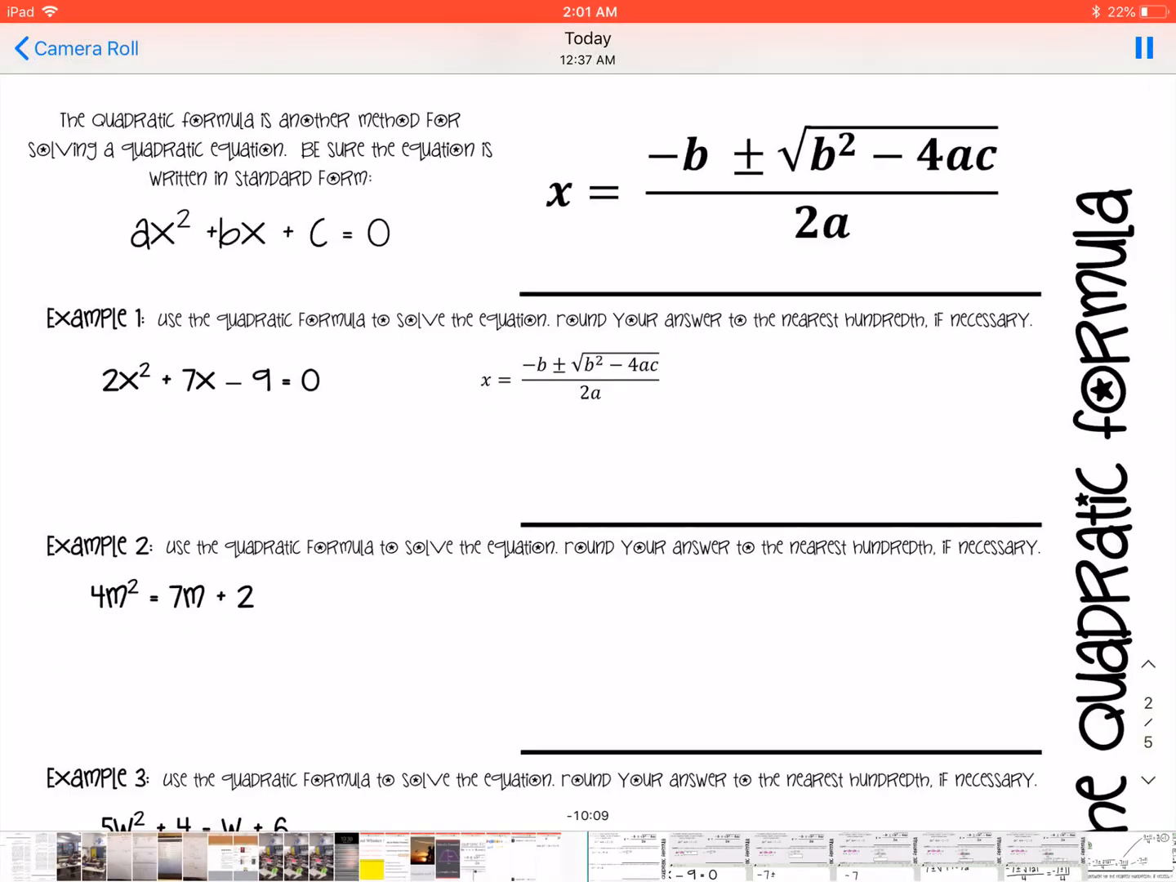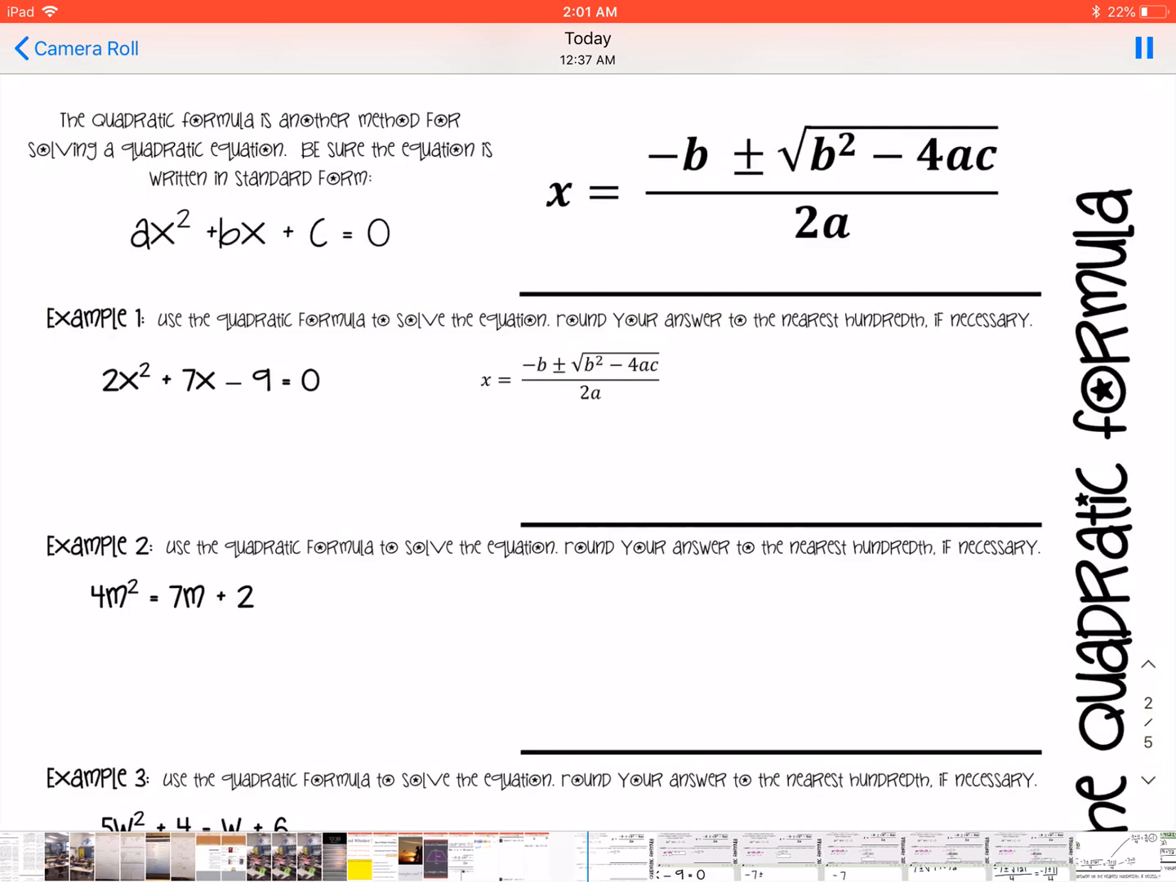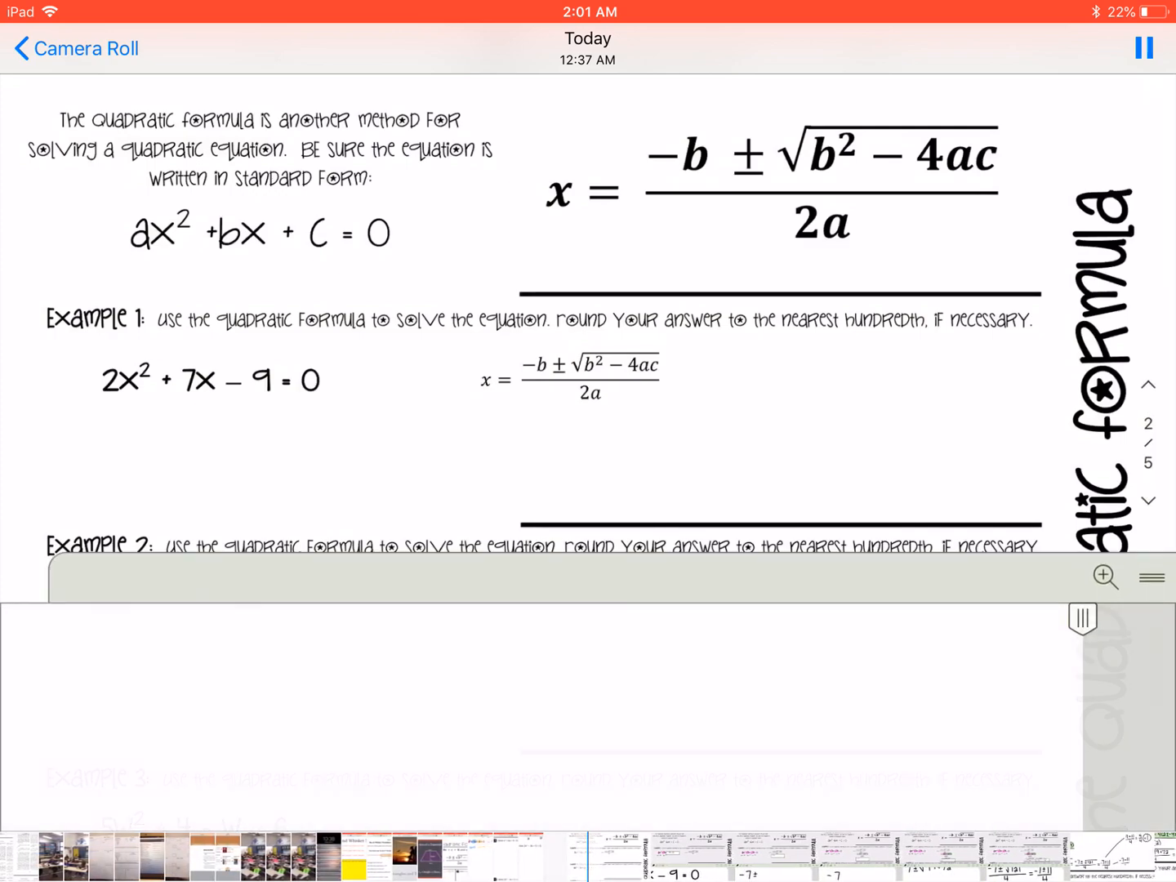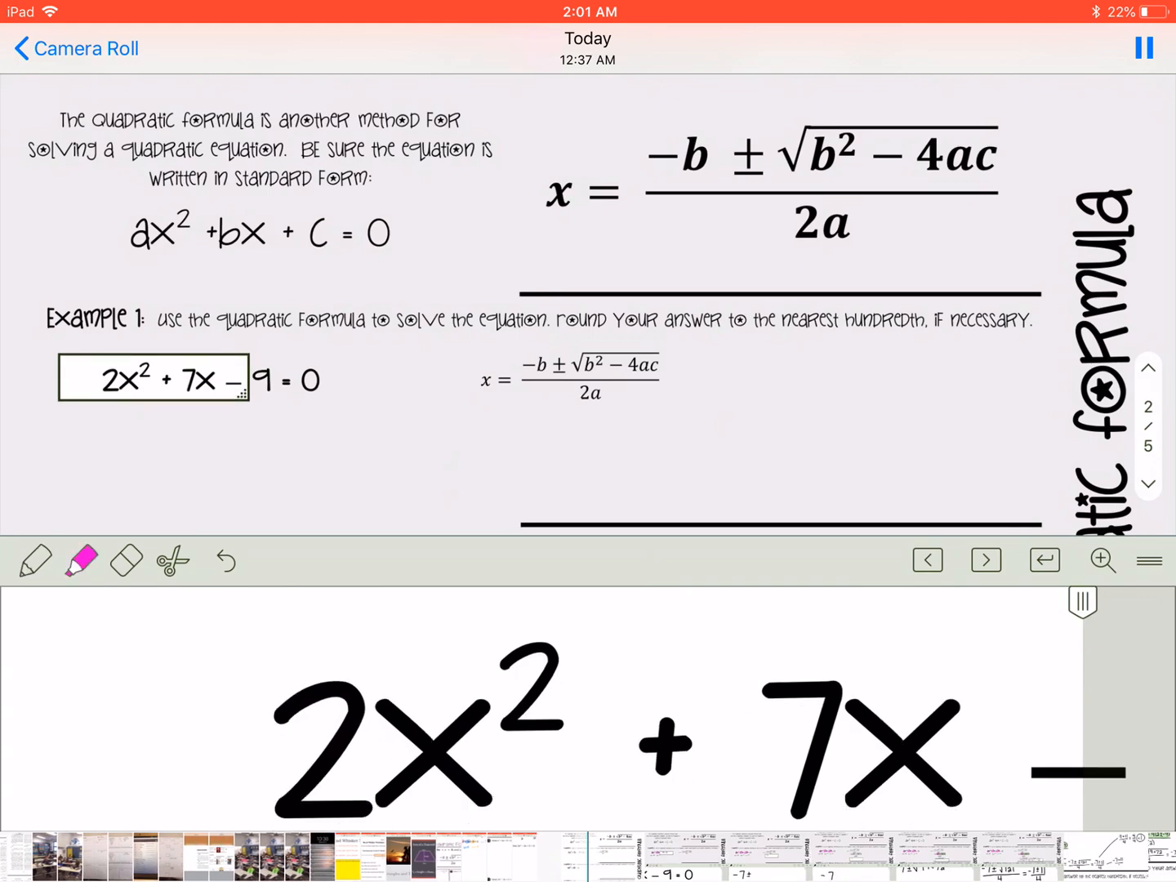Hey guys, thought I'd walk you through a few more examples of the quadratic formula. For this first example, we have 2x squared plus 7x equals 9. Our first step, as always, is to determine our a, b, and c.